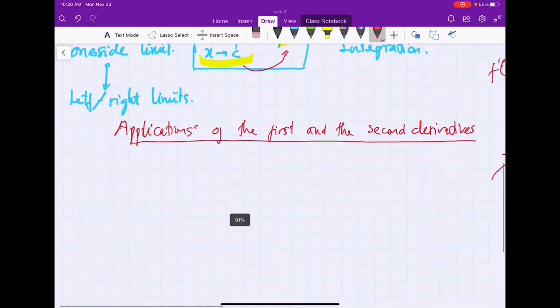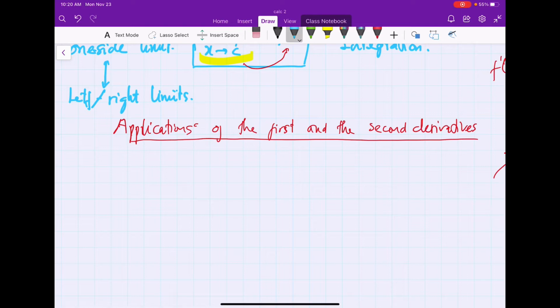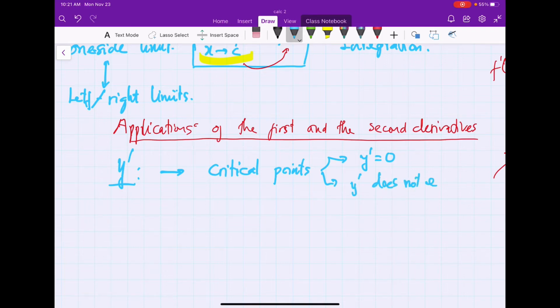So for the first derivative, you might find different information from that. So I can find critical points. Let me remind you, that is where the first derivative equals 0 or the first derivative does not exist. Why do we need critical points? Because they give us information about extrema of the function, right? So we need critical points because we need to find extrema.